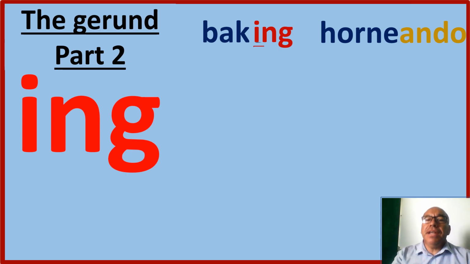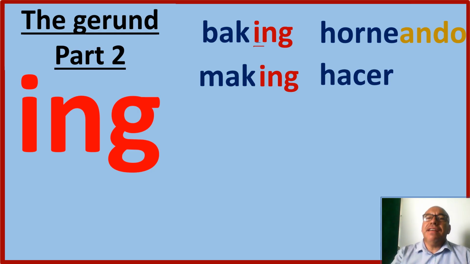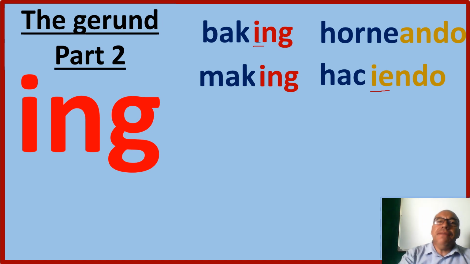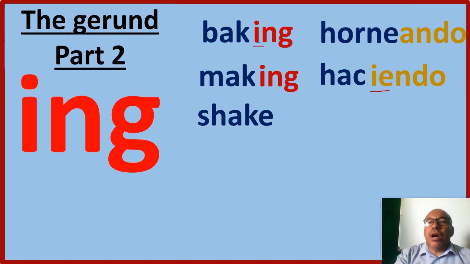Another example is make. We erase the letter e. Making is hacer, haciendo. Making is haciendo. But in Spanish, my dear Spanish learners, when a verb ends in ER, we don't add ando. We add yendo. So we have one more example.